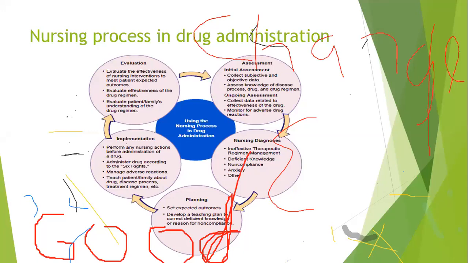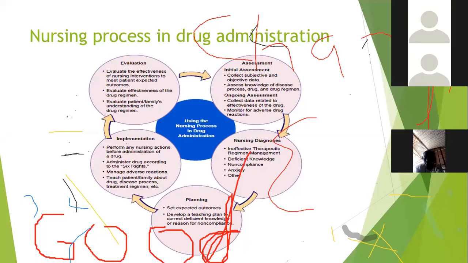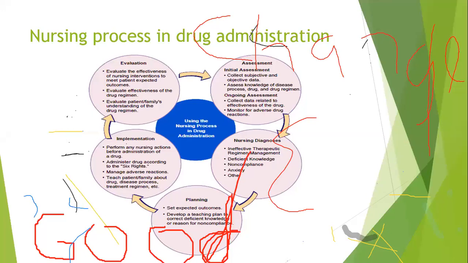And that will take us to the evaluation phase. And what do you do in the evaluation phase? It involves you monitoring your patient's responses to these drugs. You monitor the expected and the unexpected responses. In the evaluation phase, you evaluate the effectiveness of the nursing intervention, whether it has met the expected patient outcome. You evaluate the effectiveness of the drug regimen.